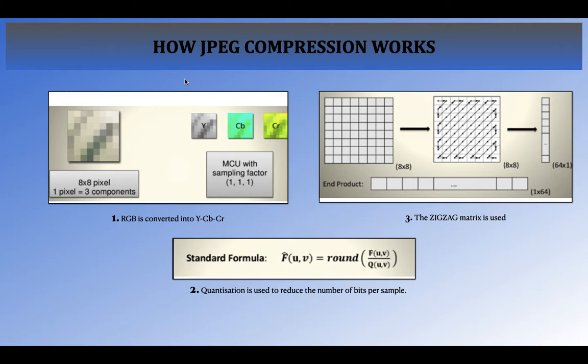Here, the first one depicts that RGB is converted into YCbCr with the sampling factor 1, 1, 1. And in the 8 by 8 pixel block, one pixel equals 3 components. Coming to the standard formula, here quantization is used to reduce the number of bits per sample. And coming to the third one, the zigzag matrix is used in this. As you can see, the end of the product and the 8 by 8 pixel components.